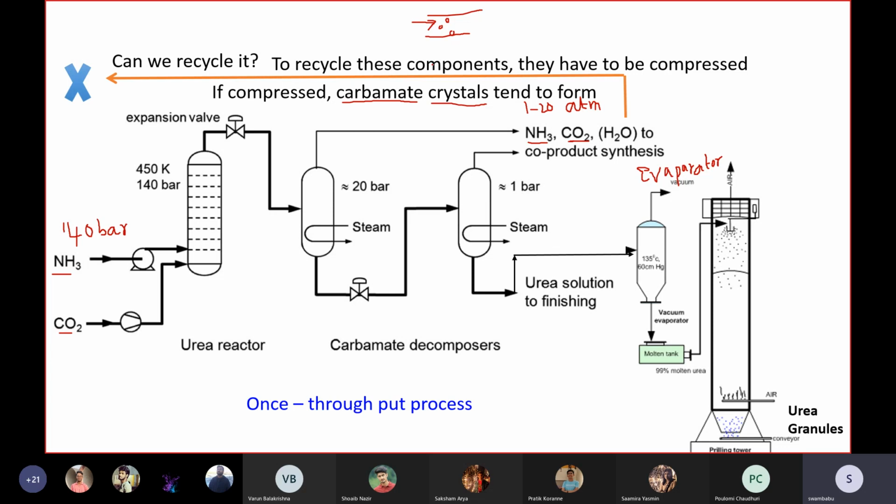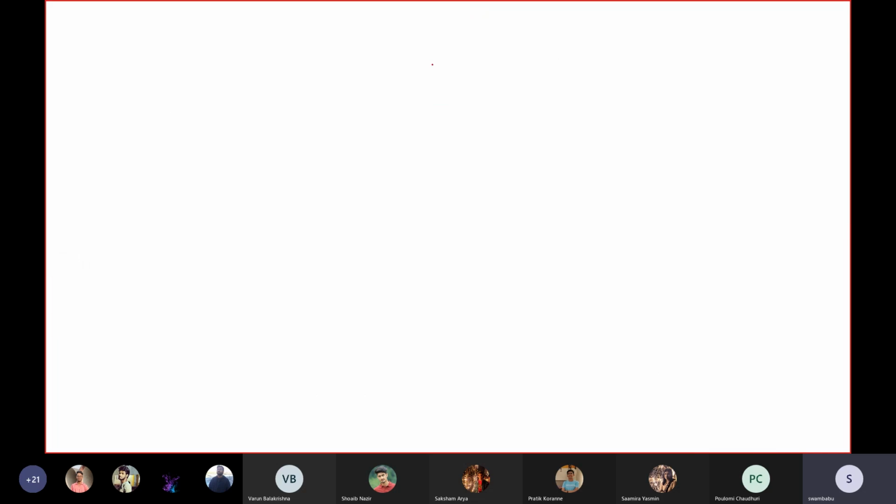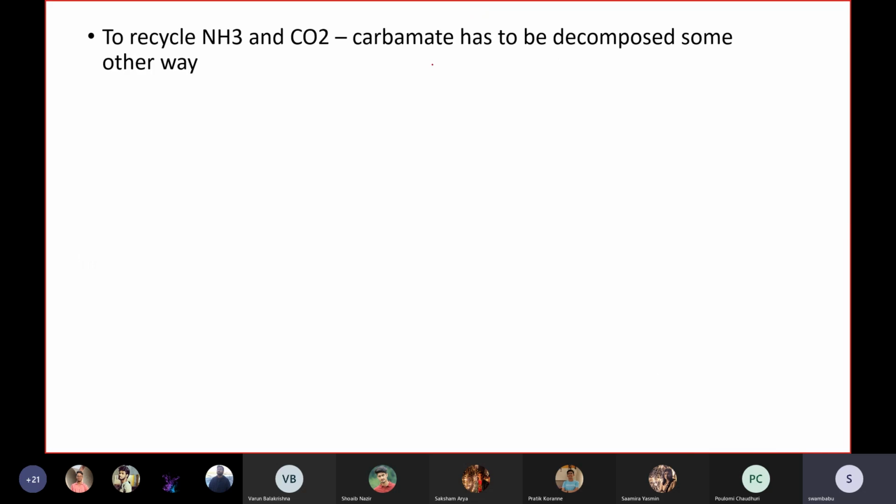In the modern industries, the typical old process was a once-through process, which means unreacted reactants are not recycled back. The old industries used to just utilize the ammonia and CO2 for some other purpose instead of recycling them back. But in the modern industries, they have developed a different technique to recycle ammonia and CO2.